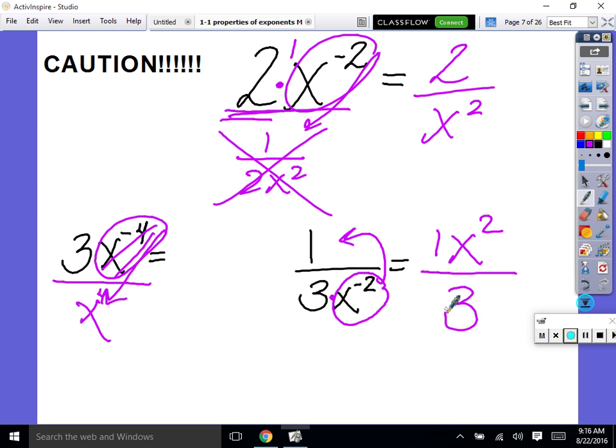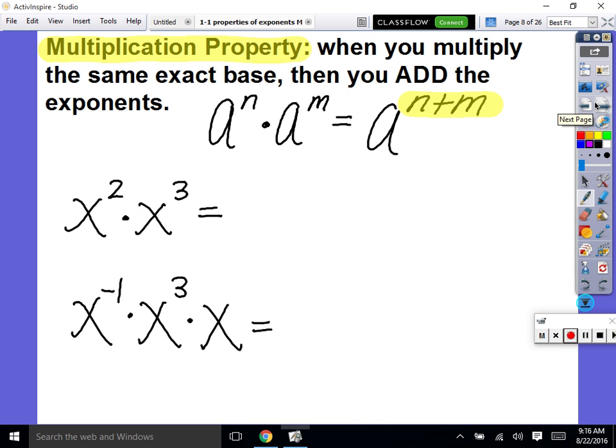We wouldn't even need to write that 1 there. 1 times anything's just itself. So just making a point. On top we have x squared. On bottom we have a 3. 1 times x squared is just x squared. Comfortable? Going too fast? We're all good? Okay, we're almost there, and then we'll do some practice problems, okay?